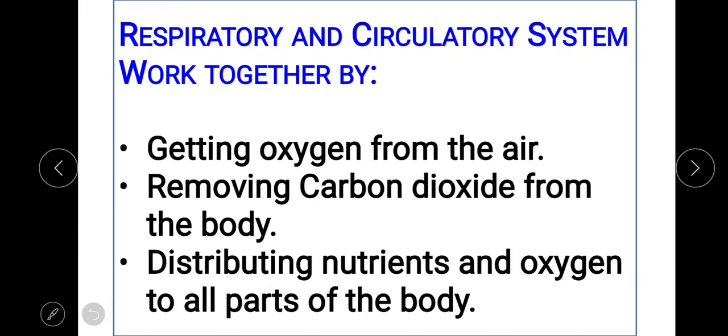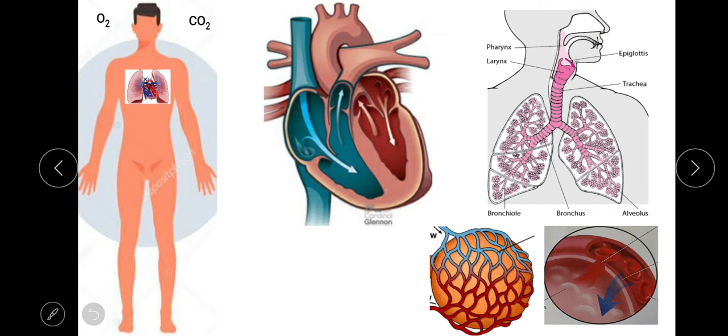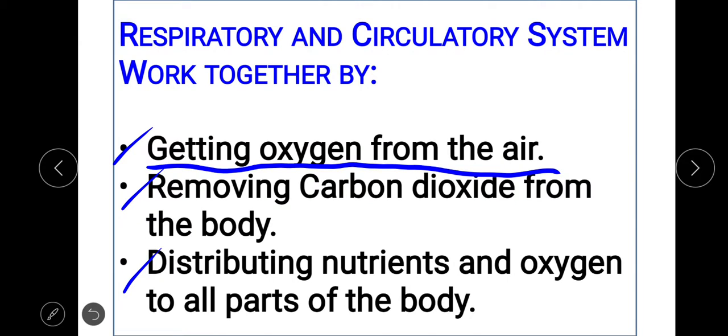Now, let's proceed to the main jobs of the circulatory and respiratory systems. We have three important jobs that they work together on. We have number 1, number 2, and number 3. The first one is getting oxygen from the air. This is the first job of the process here. Remember, getting oxygen from the air.